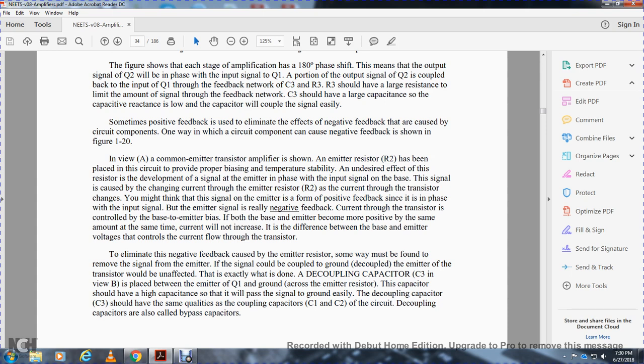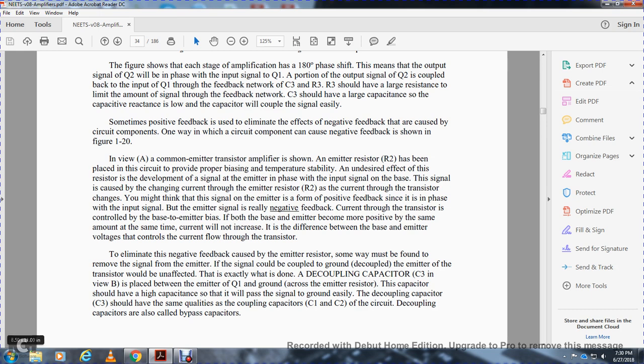The signal can be coupled to ground with the decoupled emitter of the transistor, so the unwanted signal would be unaffected. That is exactly what was done. The decoupling capacitor C3 in view B is in place of the emitter of the transistor to ground, across the emitter resistor. The capacitor should have a high capacitance so that the path of the signal to ground is easy.